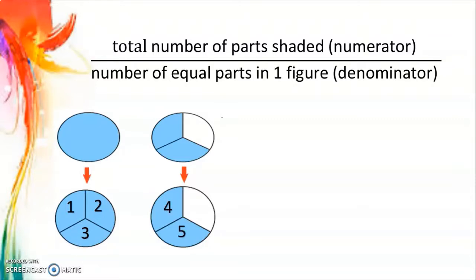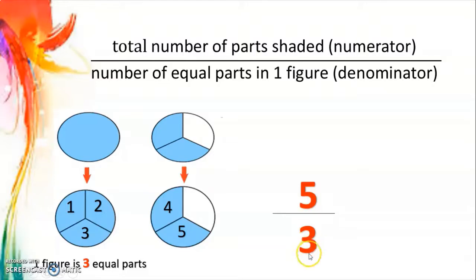So we have 5 shaded, and in one figure we have 3 equal parts, and here is 3 equal parts. So it means that will be the denominator. So we have 5/3. The answers will be the same, only the process of finding the answer is different.